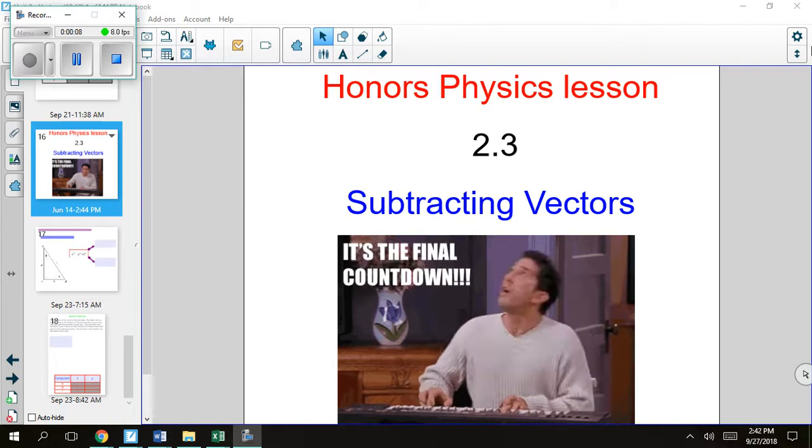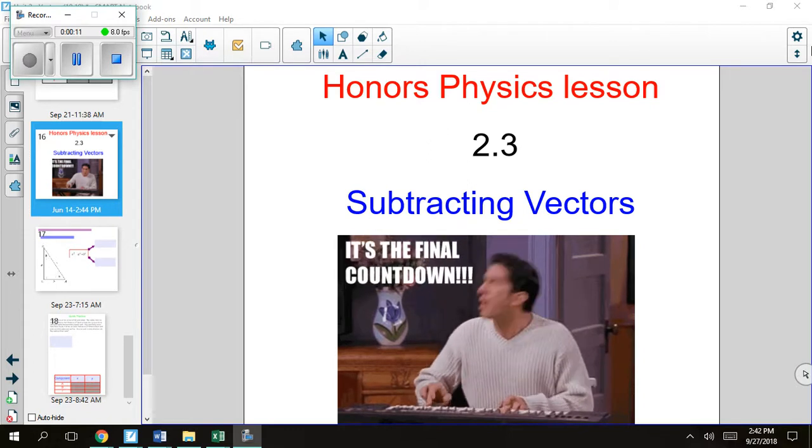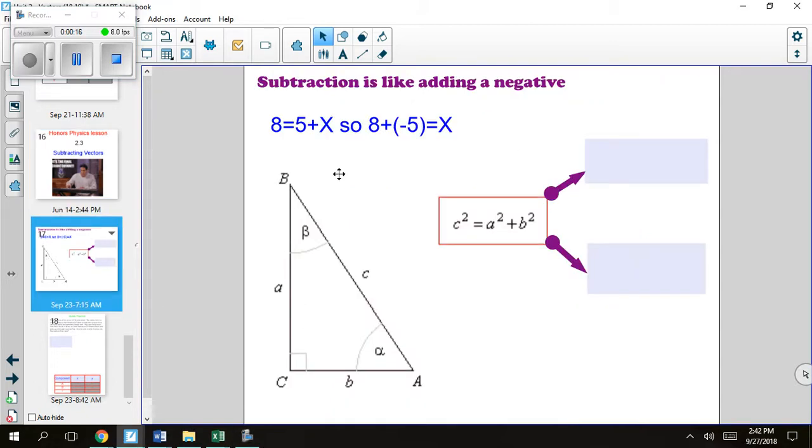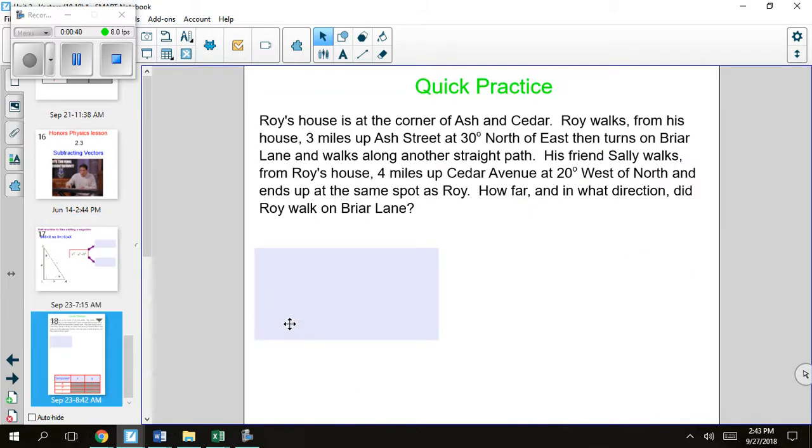Okay, now subtracting vectors. Honors Physics Lesson 2.3. Alright, so what we're doing here is really just subtracting like it's a negative. If we look at the Pythagorean theorem and we wanted to solve for one of the legs, either A or B, we would just add the negative to our C, and that way we could find out which leg we had. That's really all that we're doing in this subtracting section. It's very similar to adding, only now we're subtracting.